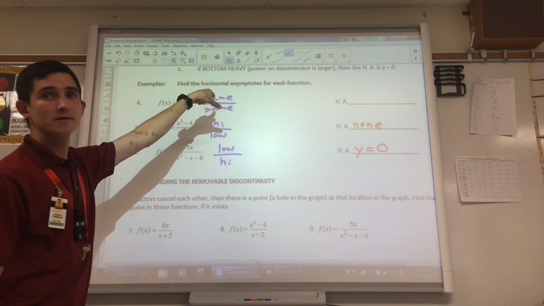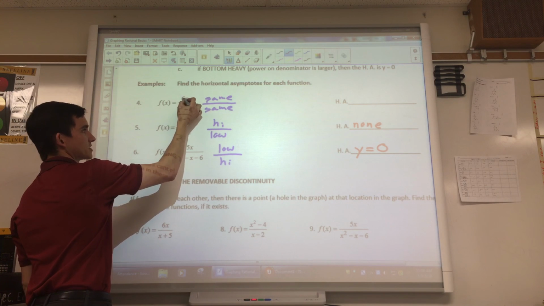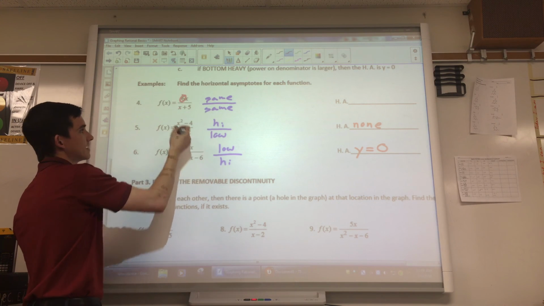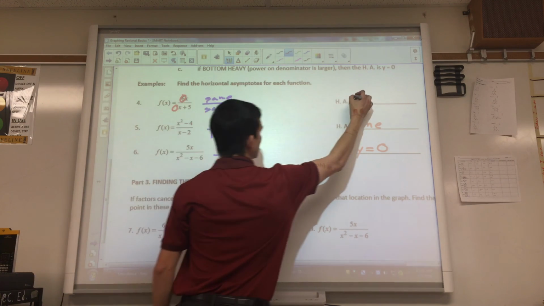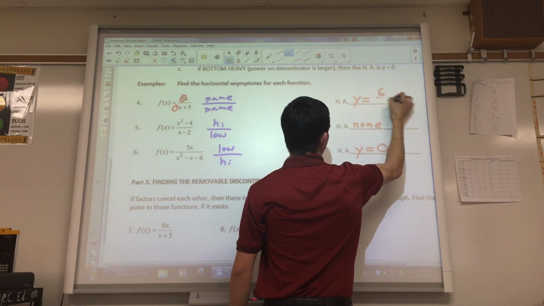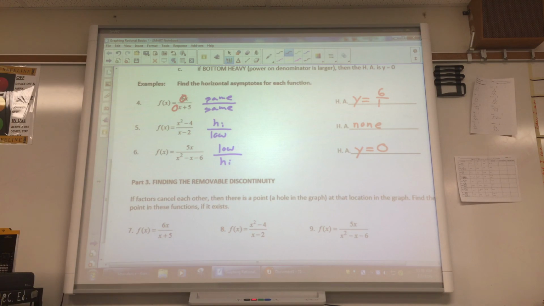If it's the same, then you grab from the coefficients. So the coefficient of the first degree x is 6, and the coefficient of this first degree x is what? 1. So it's y equals 6 over 1. And you just write the coefficients like that. That's it. That's how you identify horizontal asymptotes.